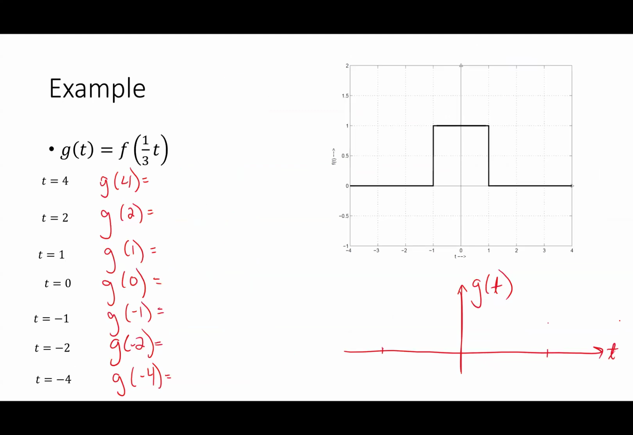Now, what happens if I get this one? This is where I'm saying a is less than 1. In this case, I've got a scaling factor of 1/3. This is going to expand the signal. So let's try this. t equal to 4, I say g of 4. That would be f of what value? 1/3 of 4, so f of 4/3. Where's 4/3?